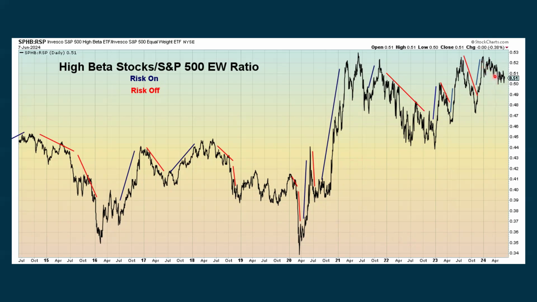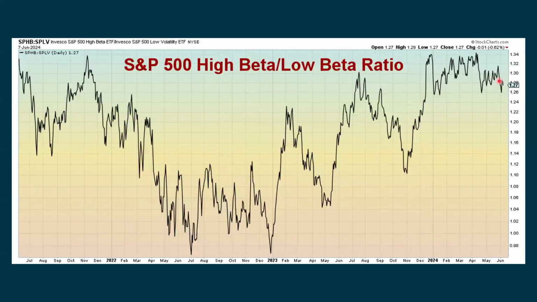But this is going down, showing that the broad market is actually showing more participation in the upward moves that we're seeing. We look at high beta stocks versus low beta stocks, and we're just chopping around for most of the last couple of months. We've been pretty much range bound in 2024.